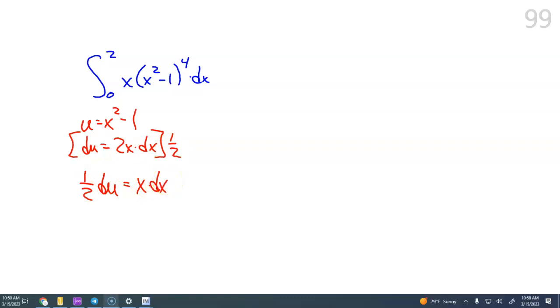With me there? So I'm going to go back and rewrite it, but don't write the 0 and the 2 yet. So x times dx becomes 1/2 du. This becomes u to the 4th. But we cannot use the 0 and the 2 anymore.